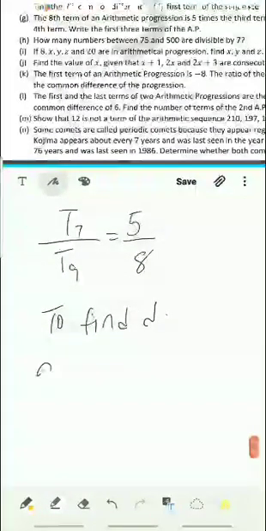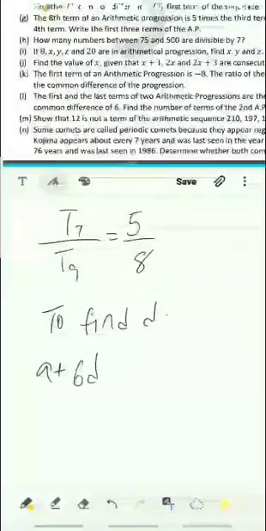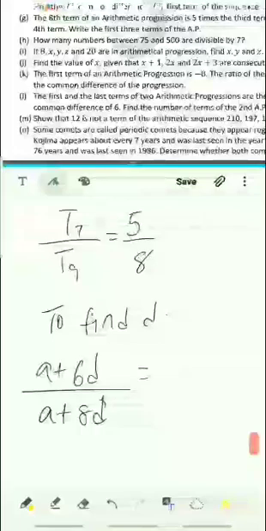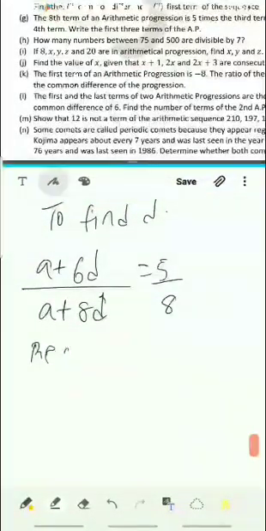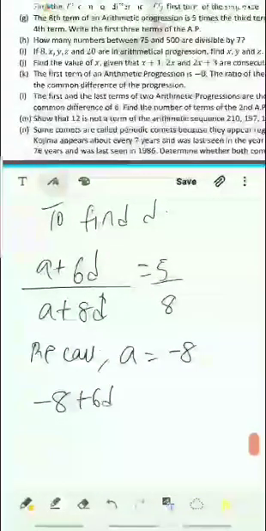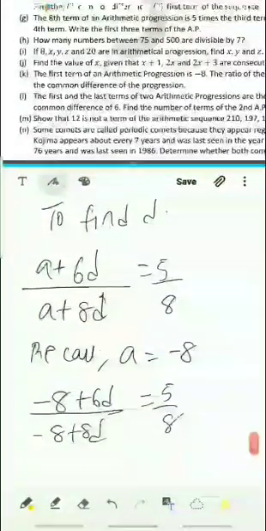Now T7. What is T7? That's A plus 6D, sorry, and T9 is A plus 8D. This is 5 over 8. Now recall the first term of the arithmetic progression is negative 8. So you are going to substitute that inside this. So we have negative 8 plus 6D divided by negative 8 plus 8D equals 5 over 8.